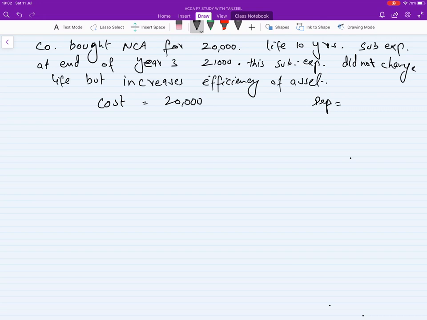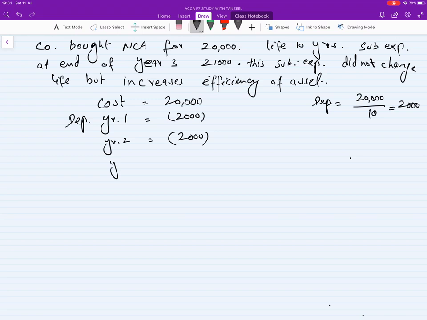Depreciation, how you can calculate depreciation? 20,000 divided by life is 10 years, it means 2,000 depreciation per year. So depreciation year 1 is 2,000, year 2 2,000 again, year 3 2,000, and how many is there now? 14,000 left.